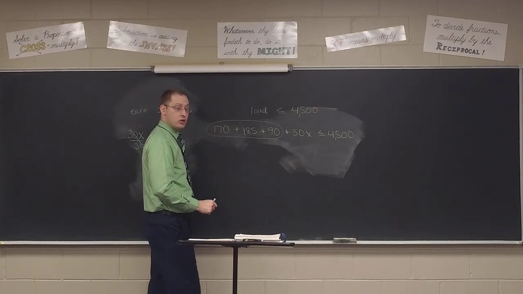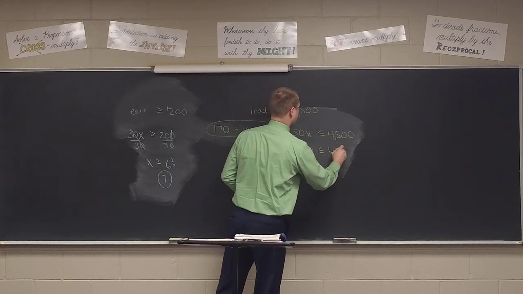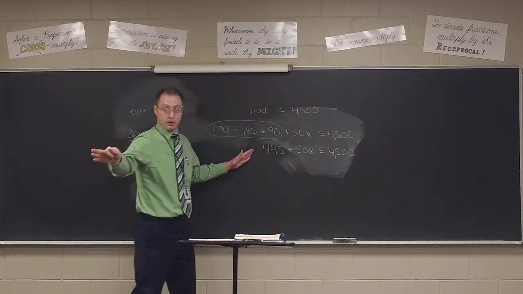Maddie? Good. Should combine to get 445 plus 50x is less than or equal to 4,500. Picking up from here then, Brecken, what should we do?